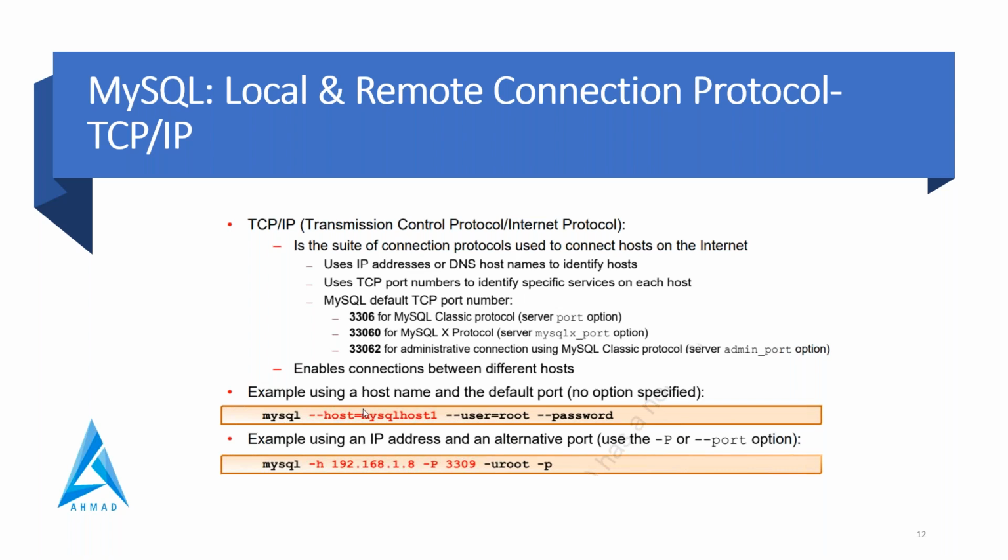If you look at the command mysql --host=mysqlhost1 --user=root --password, this is using a host name and the default port, no option is specified. Second, if I say mysql -h 192.168.1.8 -P 3306 -u root -p, here I'm using the port option, that's why I am using -P. So like that we can do the connection.